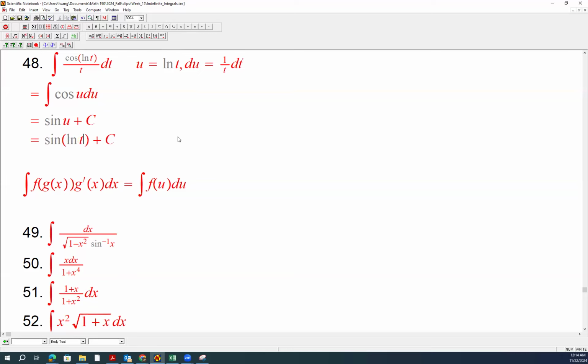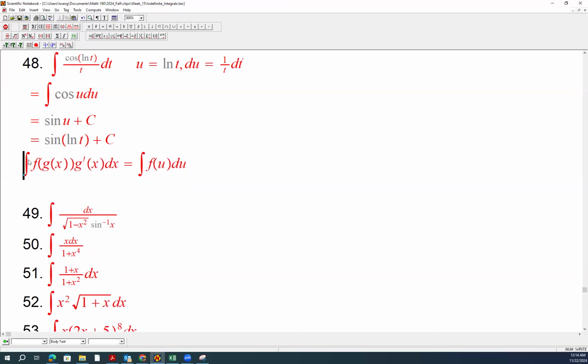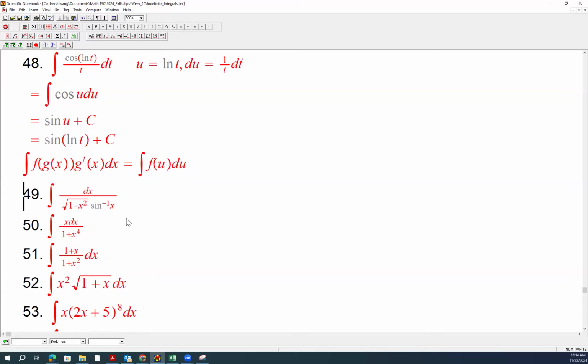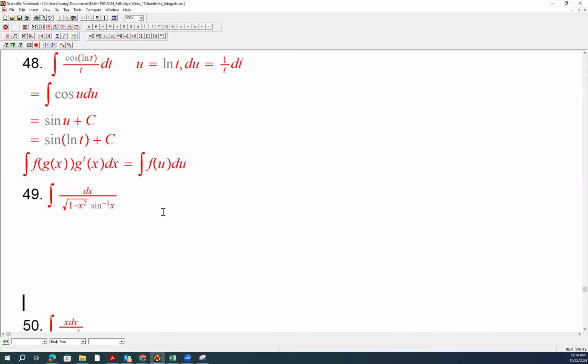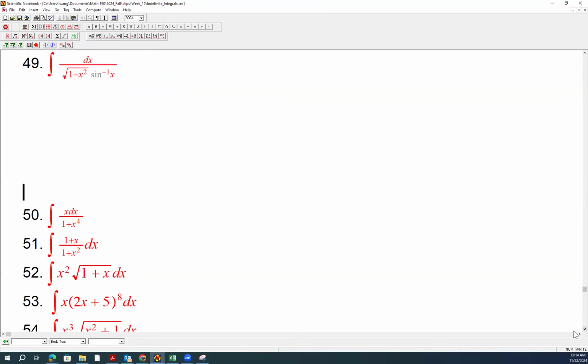ln t. Done, finished. 49. So I'm not going to bring that formula with us anymore. And this time, I think the substitution should be arc sine x. So du would be equal to 1 over root of 1 minus x squared dx.